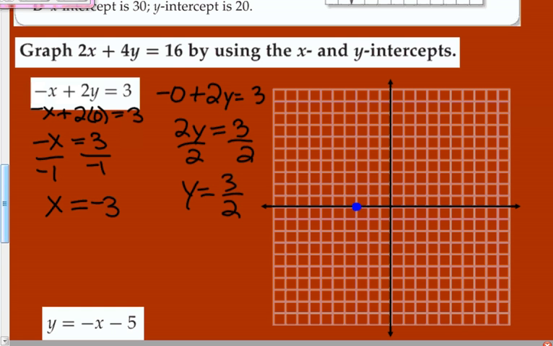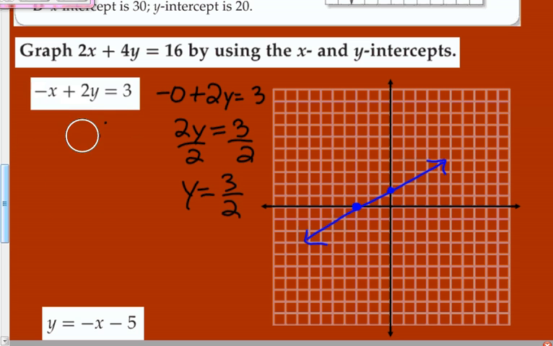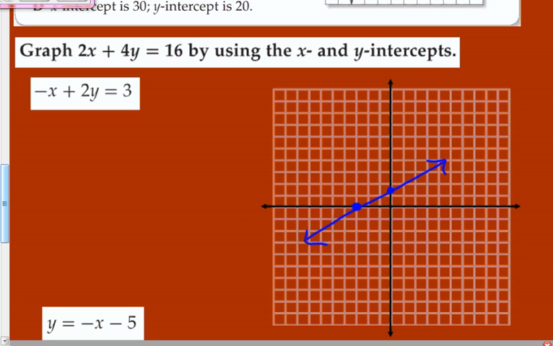So I go back to my graph, and I go up y to 1 1/2, and put my dot, and I'm going to draw a line through these two. And there I've graphed it using the x and y intercepts. It's complete. Just take turns solving each term. Erase this. Replace the positions.